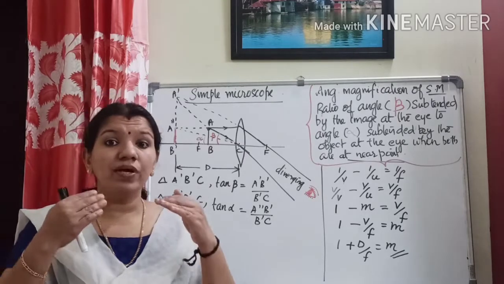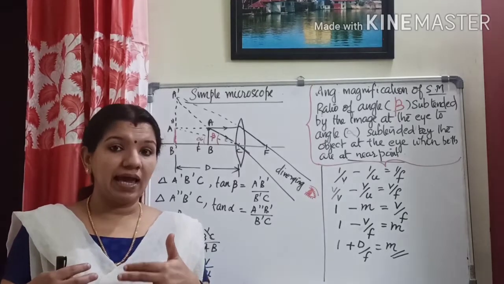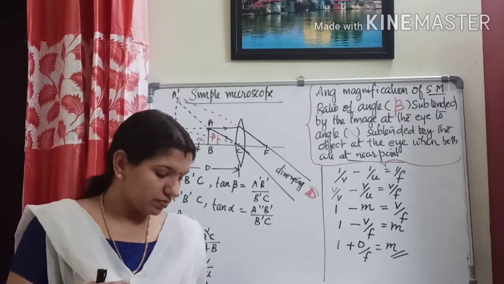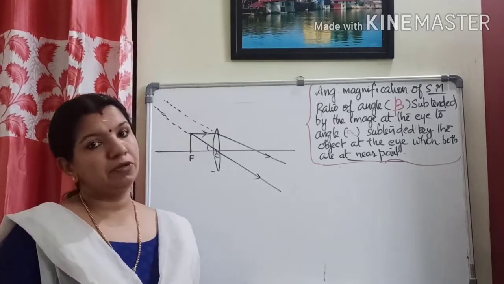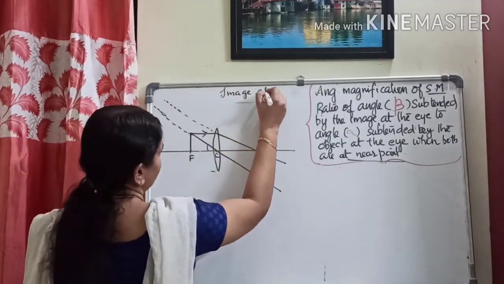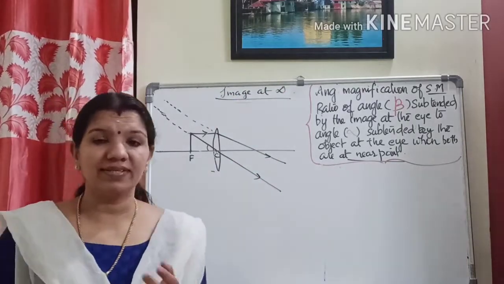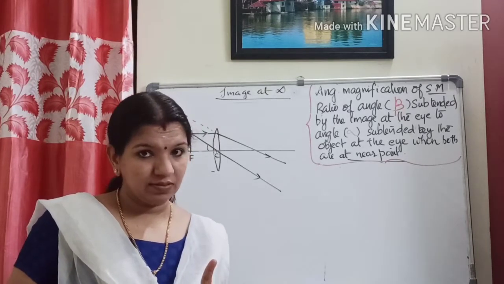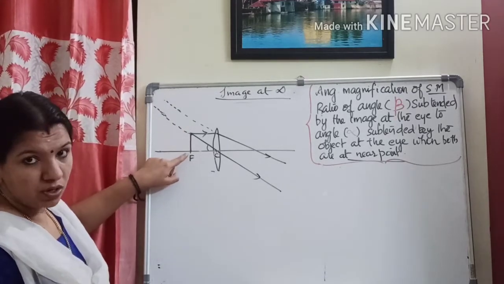Understood? Now we are moving to the second case. In the second case, we are discussing the case where the image is formed at infinity. Okay. So second case is when the image is at infinity. So you have to get the image at infinity. So where you have to place the object? For getting image at infinity, you have to place the object at focus. Remember? Okay. So you are placing the object at focus.